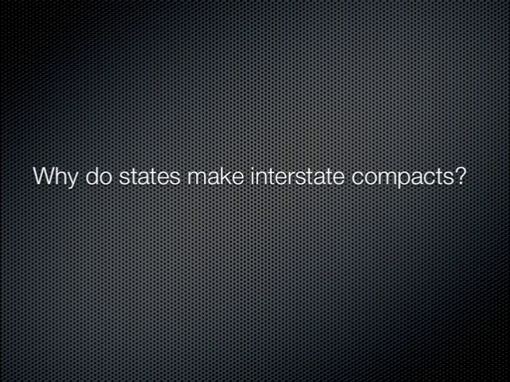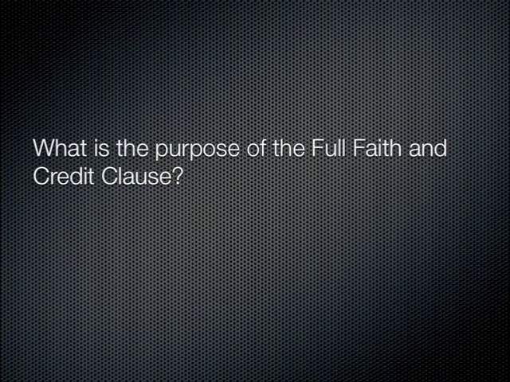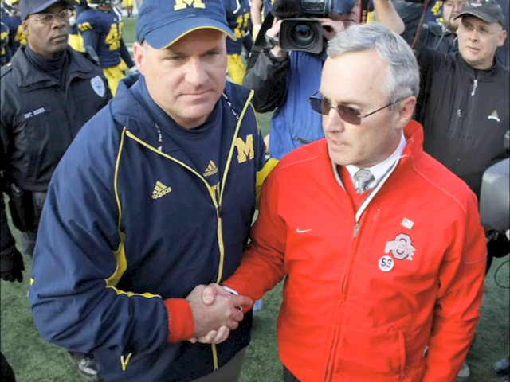Why do states make interstate compacts? States with the consent of Congress enter into interstate compacts. These compacts include sharing law enforcement data to resource development and conservation. What is the purpose of the Full Faith and Credit Clause? The Full Faith and Credit Clause of the Constitution ensures that states recognize the laws, documents, and court proceedings of the other states.